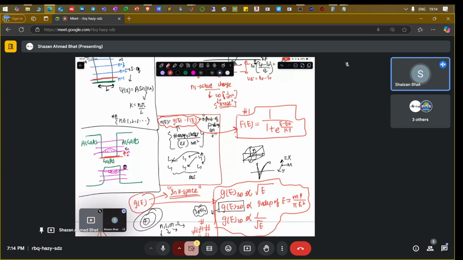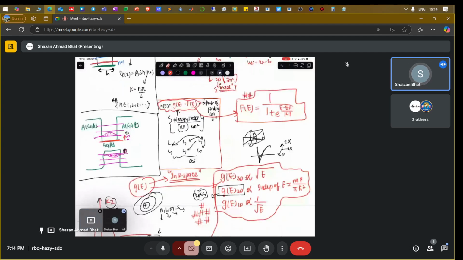Every time you have something like h bar, Planck's constant, you have to realize that quantum mechanics is involved. But if you don't have those parameters in the equation, then there is no quantum mechanical thing. This mostly depends upon temperature, which is a thermodynamic parameter, the Boltzmann constant, the Fermi level, and other things. These are all determined by the thermodynamics of the system. So the Fermi function is going to look like this.